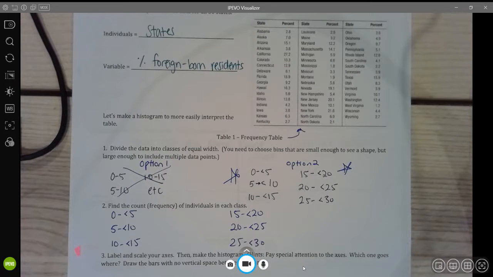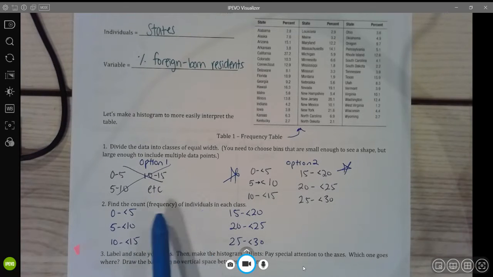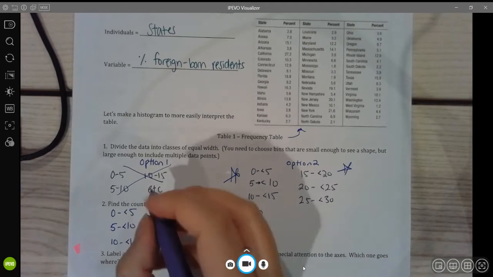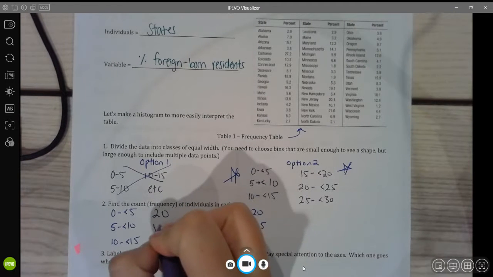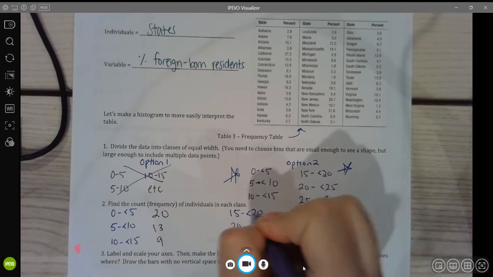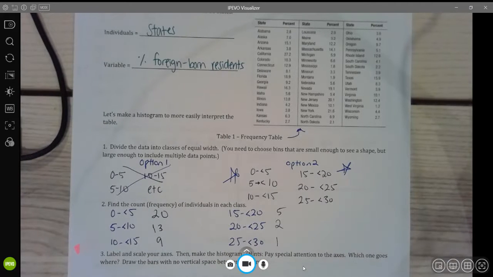And you really don't have to write your bins out. You'll just put them on your axes when you write them. But we'll have them here. Before we do that, we need to figure out how many individuals are in each bin. It's going to take some time, but you just pause the video and find the count of individuals. Just the count, the frequency, the actual number of individuals in each bin. So here we should have 20, 13, 9, 2, 1. Okay, so there's the counts that we should have.